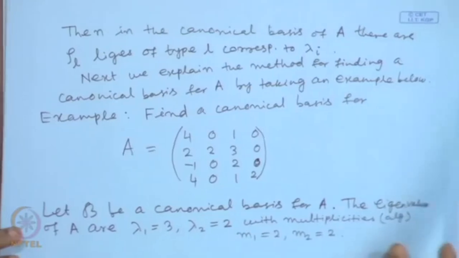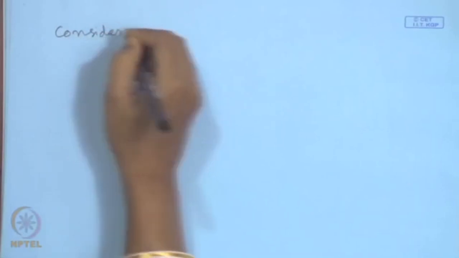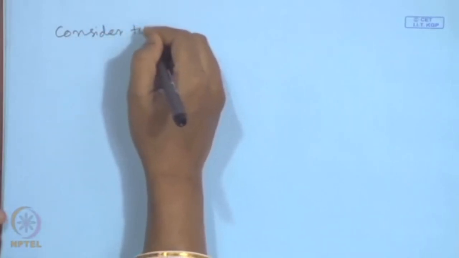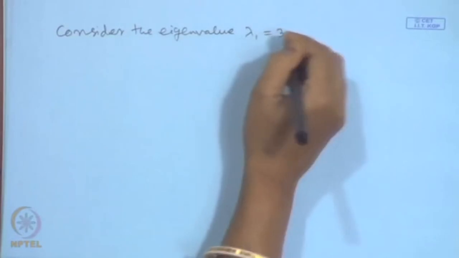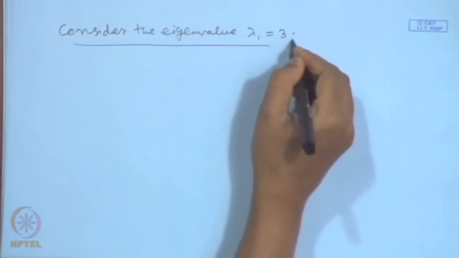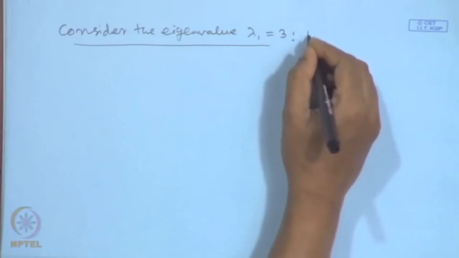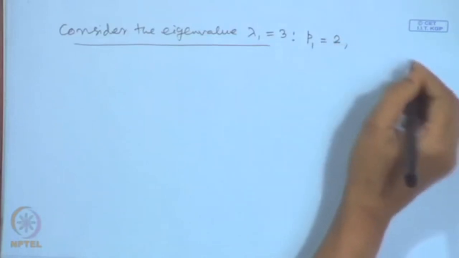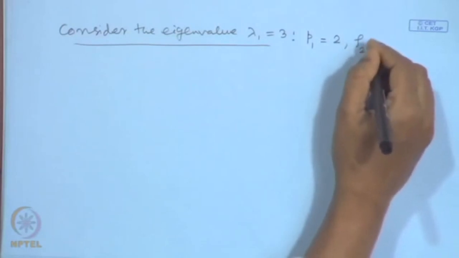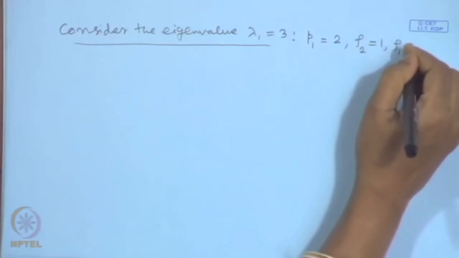So next we shall compute the values of P i and those rho i. For that, first we consider the first eigenvalue, lambda 1 is 3. For this case, one can check that the value of P 1 will be 2, and the value of rho 2 is 1 and rho 1 is 1.